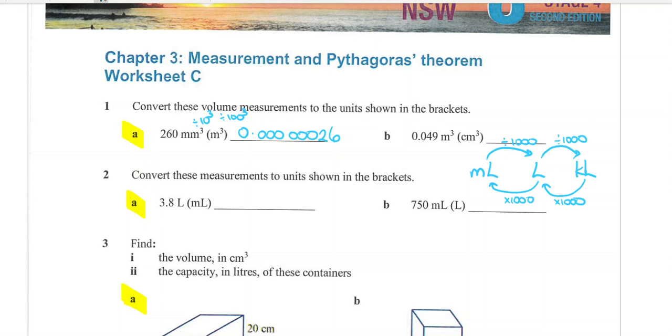So if I'm going from liters to milliliters, I need to times by 1,000. So you can write that above up here. And that is 3800 milliliters. Need a little m in there.